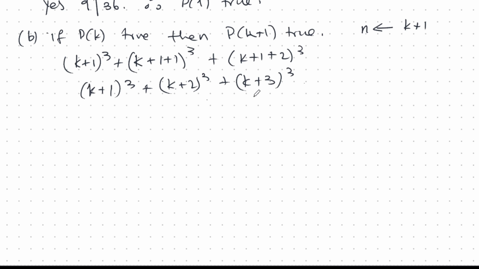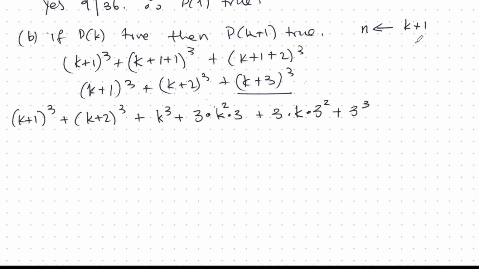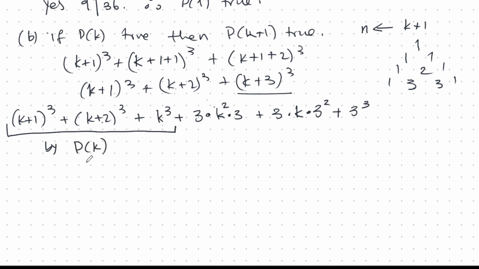Well, I can expand this. I'll do that quickly. I expanded everything, using Pascal's triangle, 1, 3, 3, 1, like this. But look here, that's k cubed plus (k+1) cubed plus (k+2) cubed, the sum of the cubes of 3 consecutive integers. Since I hypothesize that P(k) is true, by P(k), 9 divides this.